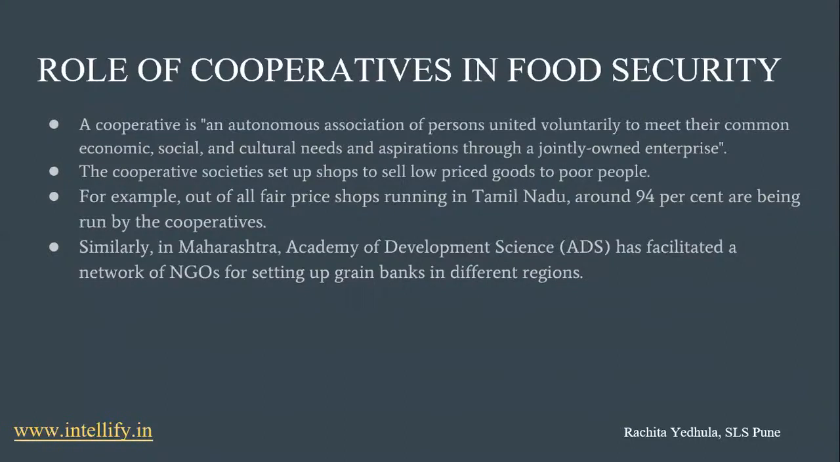Now, as you all know, Amul is a famous cooperative that has brought about the white revolution in our country with its milk products. That is, because of this cooperative, milk production and the distribution of milk products has increased in our country, resulting in a white revolution. As you've similarly seen the green revolution, which was the increase of food grains, the white revolution was the increase of milk and milk products. Similarly, in Maharashtra, the Academy of Development of Science has facilitated a network of NGOs for setting up grain banks in different regions. Now you can see cooperatives have a huge role in our country, and they have helped immensely in food security in our country.